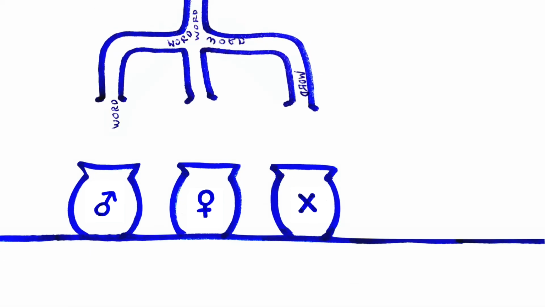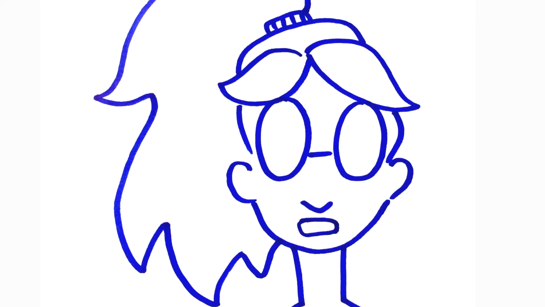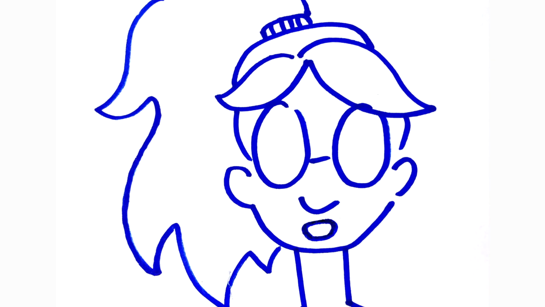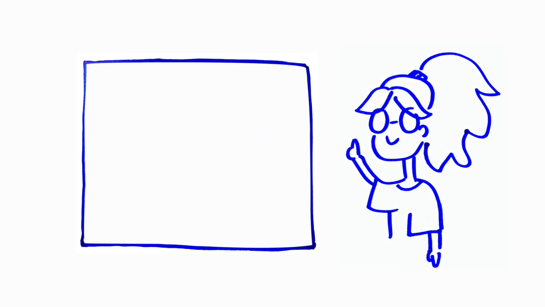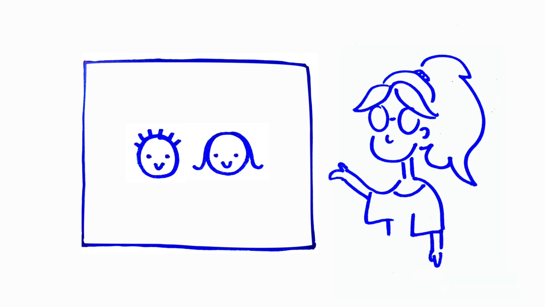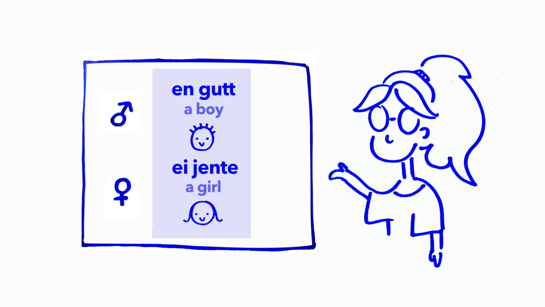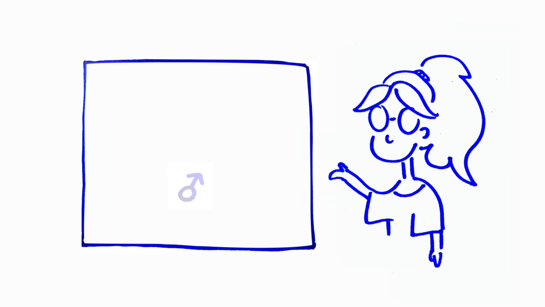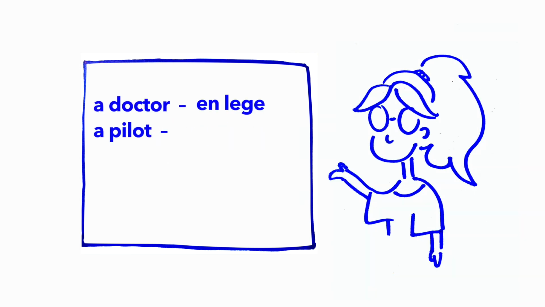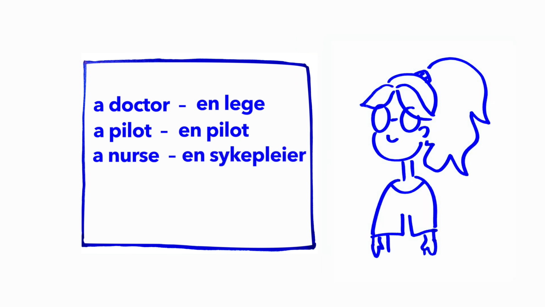So, how do we know which gender a word belongs to? The short answer, you don't. You just have to learn the gender as you learn each word. I guess the more true answer, however, would be that there are patterns you can recognize in the words that belong to each gender. Like, if there's a biological gender to the noun, in most cases, the grammatical gender will be the same. For example, a boy is en gutt, a girl is ei jente, as we went through, and so on. Also, most professions are masculine, like doctor, lege, pilot, pilot, nurse, sykepleier, teacher, lærer, and so on.